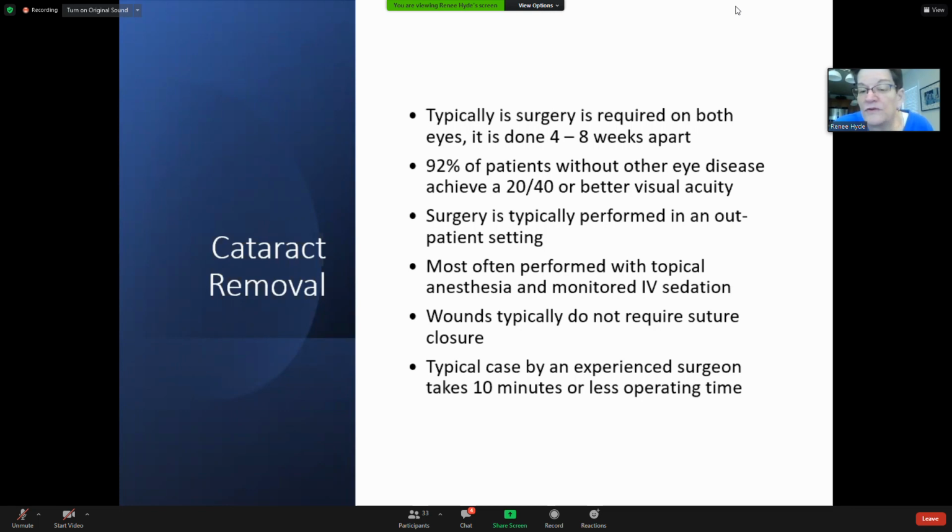A typical experienced surgeon takes 10 minutes or less. And I think that the video that this guy that I posted, his was 7 minutes. So it doesn't take long to do them, and it's a fairly safe procedure.